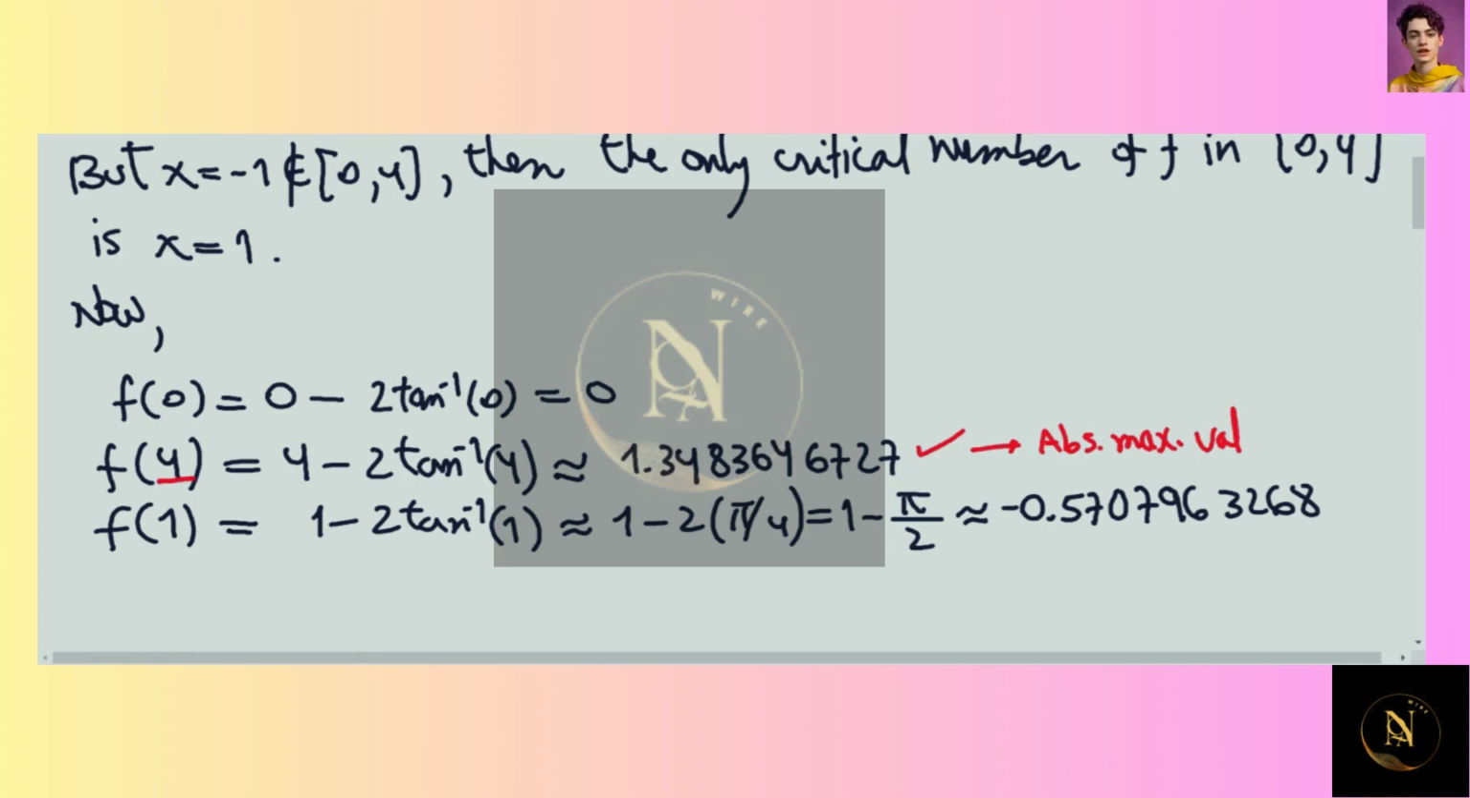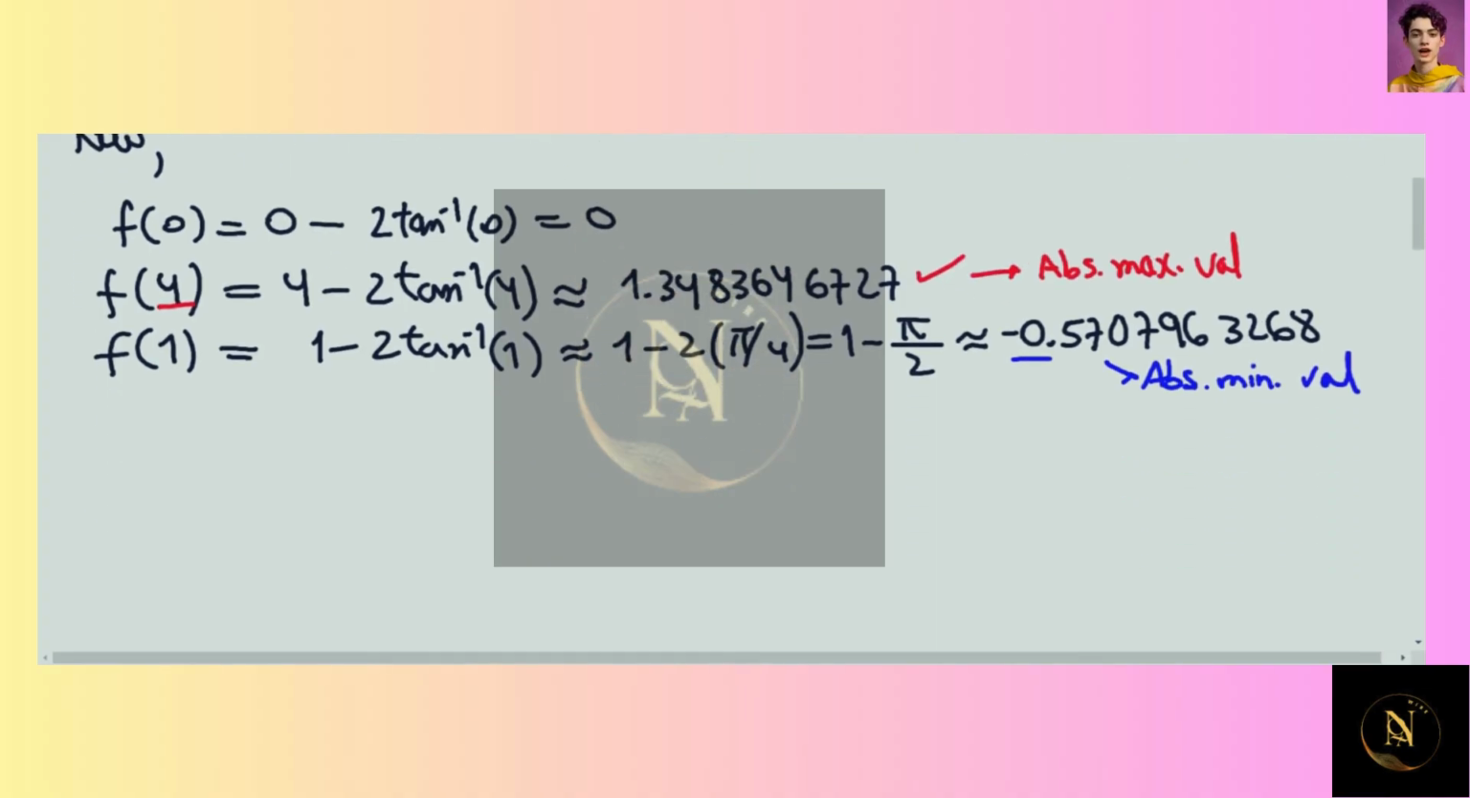Now the smallest of the three values is this one here, 1 minus pi half, and that's attained at the critical number 1. So this must be the absolute minimum value of the function over the interval [0, 4]. So we write the answer following this observation here.